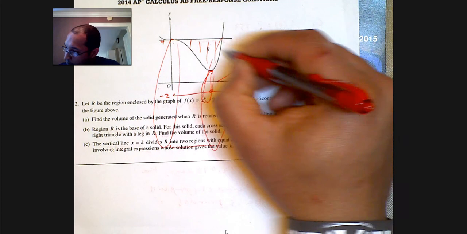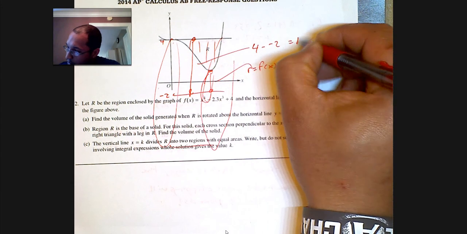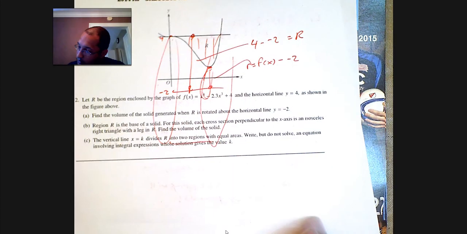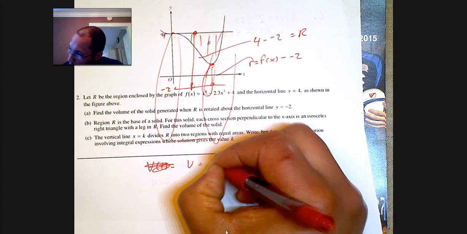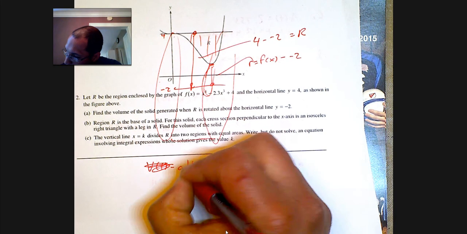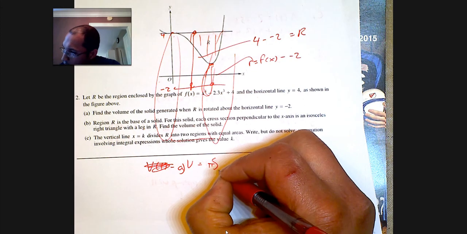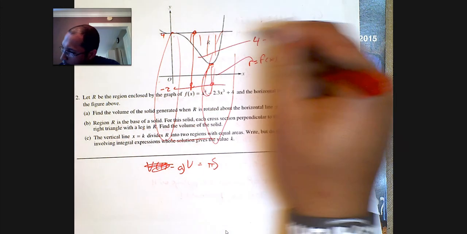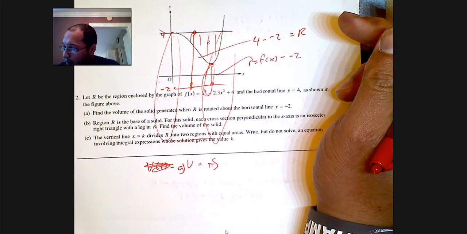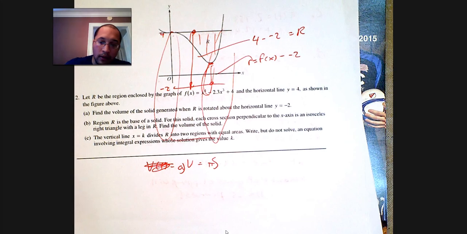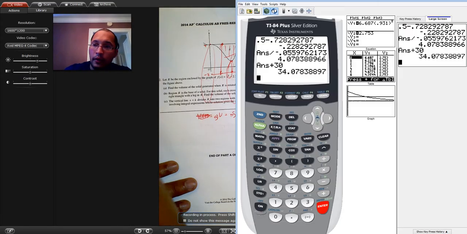This big one, 4 minus -2, and there you go. So your volume is going to equal the integral, this is for A, pi integral from, well, they didn't give us our intersection points either, so now we've got to graph this in our calculator. Holy smokes, this is a lot here.